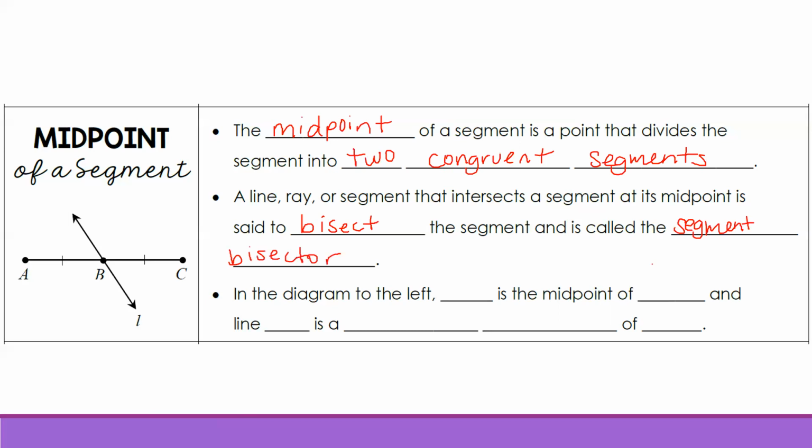In my diagram in this picture over here, B is the midpoint of segment AC. And line L, I'll make it a fancy scripty L, line L is a segment bisector of segment AC. So when I say the word midpoint, I hear point in the middle. So when you hear midpoint, it's the point in the middle.